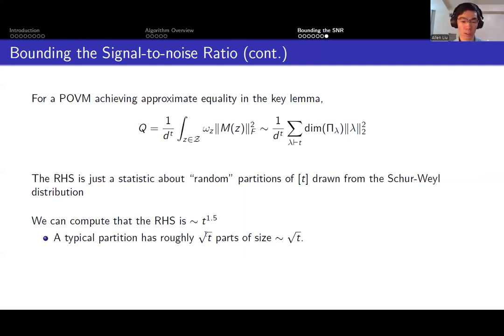And roughly the intuition for this is that a typical partition roughly has root T parts of size root T, and so this will give you the L2 norm of T to the 1.5. And so putting everything together, this gives us the desired bound on the signal to noise ratio.